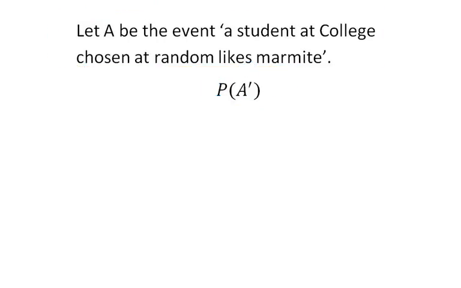So the next bit of notation, we've still got event A being the Marmite scenario, and now we've got P(A'). When a dash is put next to an event, that means it doesn't happen. So this is the probability that a student at college chosen at random does not like Marmite.